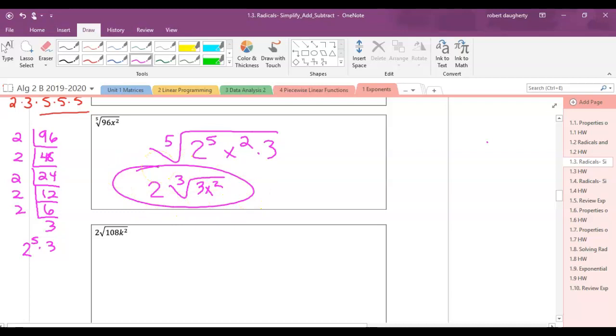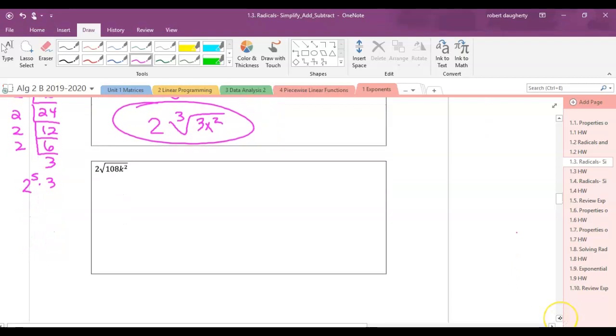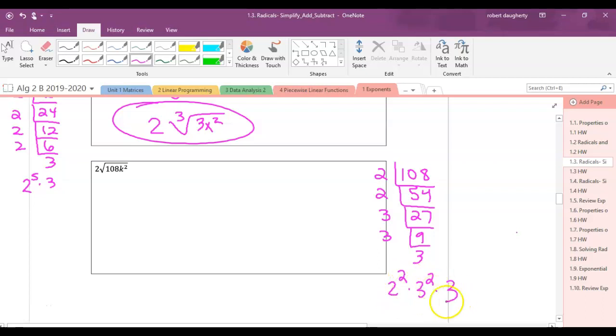2 times the square root of 108k squared. So 108. All I know right now is an even number. Divide it by 2 and I get 54. Divide that by 2 to get 27. Divide that by 3 to get 9. Divide by 3 to get 3. So it looks like this is what? 2 squared times 3 squared times 3.